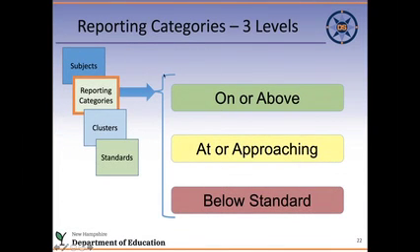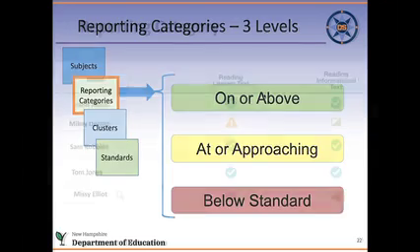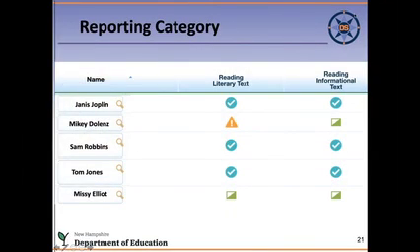For the reporting categories, they're not in 4 levels, they're in 3 levels. Reporting categories are either on or above, at or approaching, or below. I've asked a couple times, what is the difference between on and at? And nobody can tell me. So you just have to remember that above is above and approaching is the middle range.